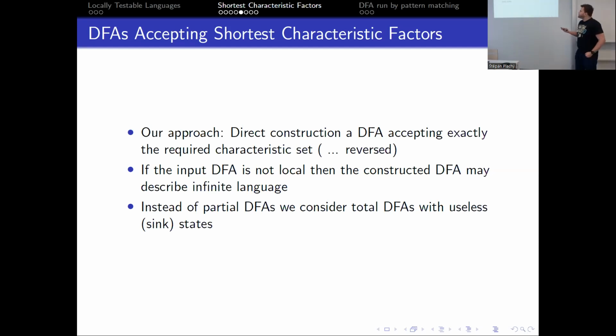Because when it will not be local, it will just mean that the automaton that accepts the shortest factors is gonna describe an infinite language, which means there are gonna be some cycles within that automaton. But every string that it's gonna describe, it's still gonna be some shortest characteristic factor. And one change that we are gonna use for this is that instead of having partial DFAs, which means missing some transitions, we are gonna consider total DFAs with some sink state or useless state. So for any automaton that is partial, we can always make it complete by adding some sink state and routing all the missing transitions there.